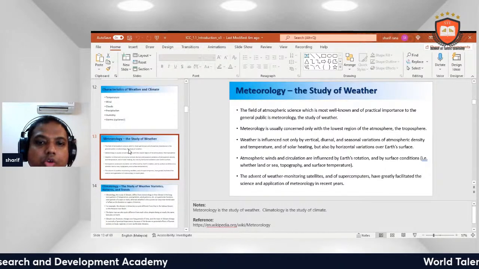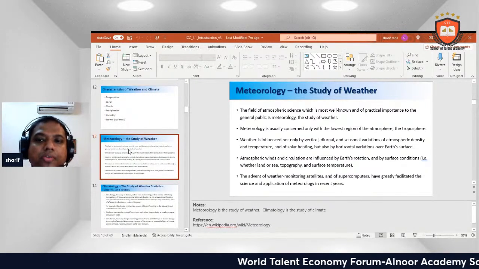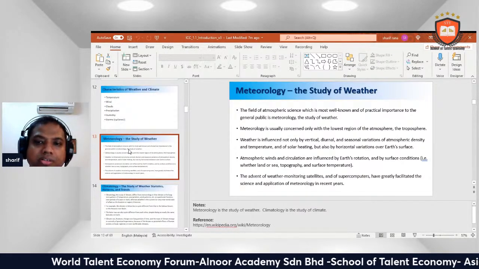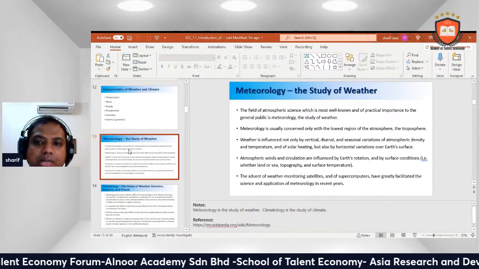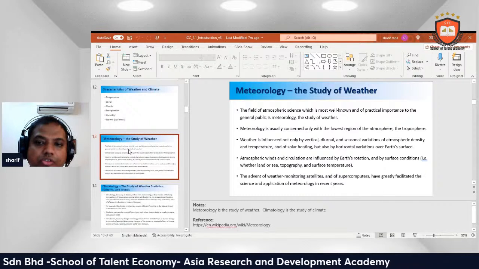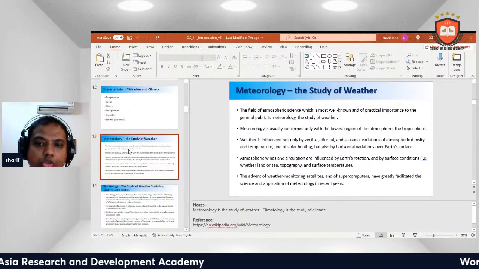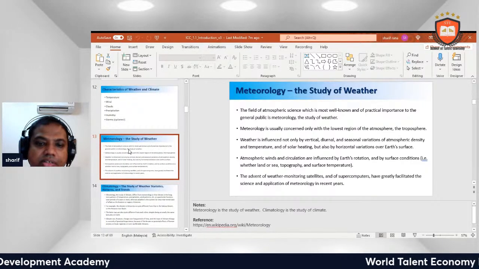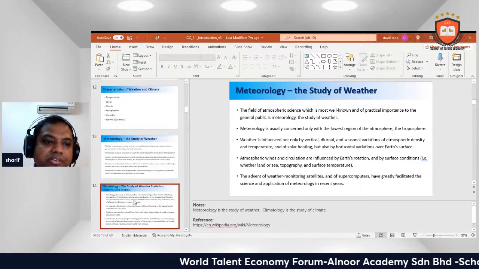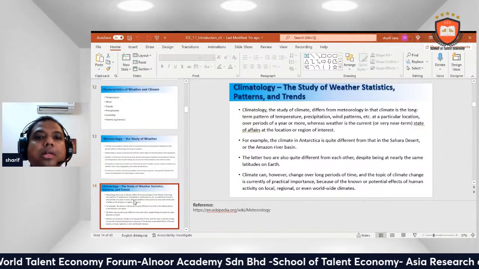Weather is influenced not only by vertical variations and seasonal variation of atmospheric density and temperature from solar heating, but also by horizontal variations over Earth's surface. Atmospheric winds and circulations are influenced by Earth's rotation and by surface conditions. The advent of weather monitoring satellites and supercomputers has greatly facilitated the applications of meteorology in recent years. Climate: the study of weather statistics, patterns and trends.